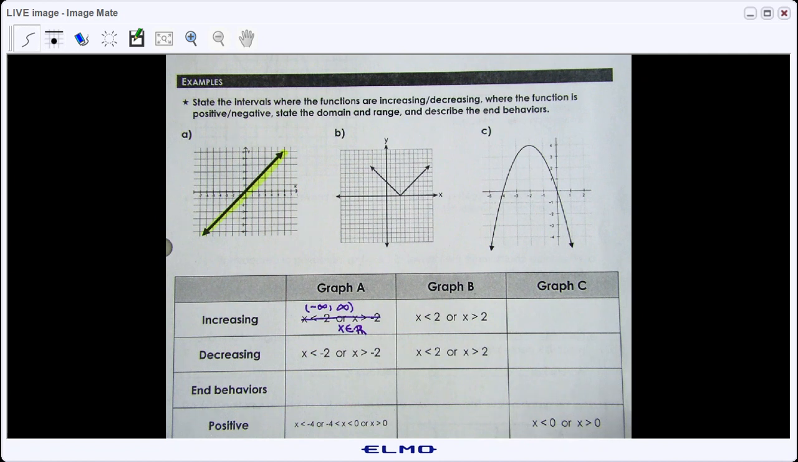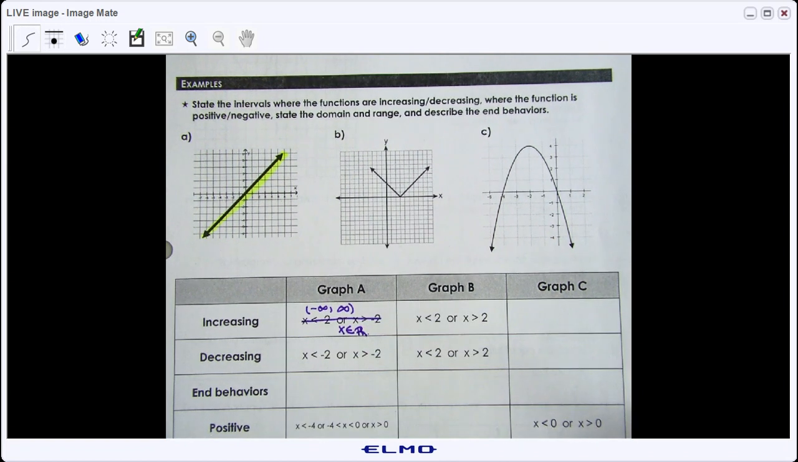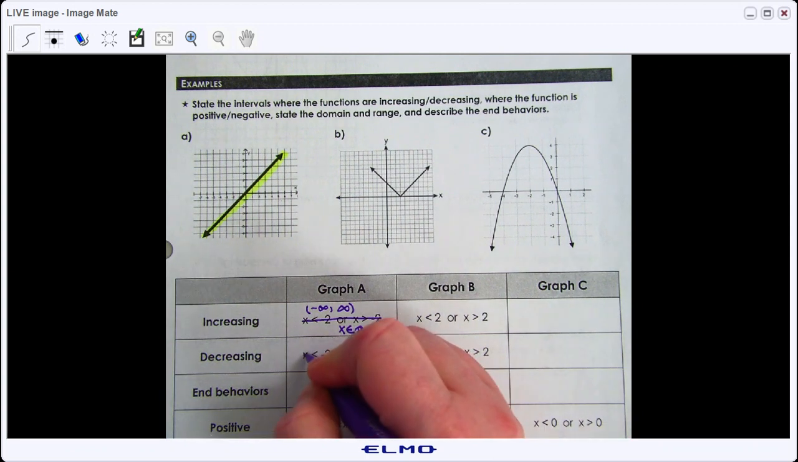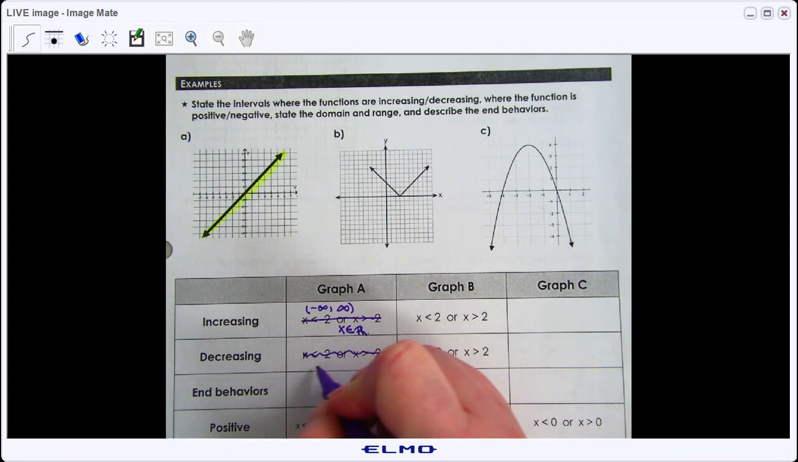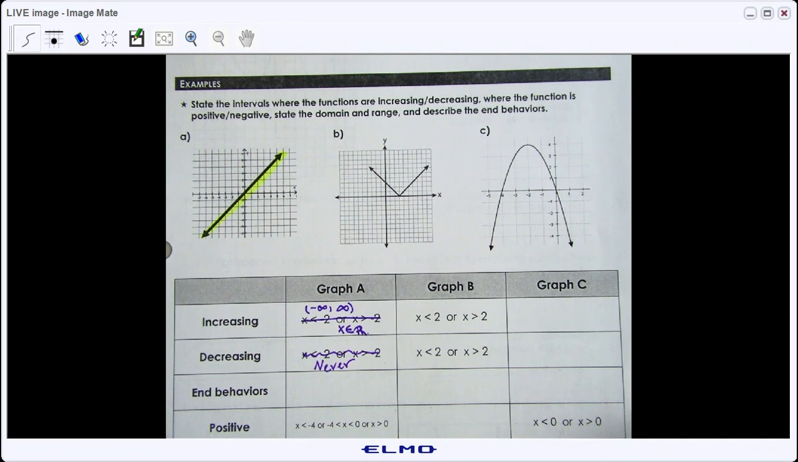It's never going to be increasing, or it's always going to be increasing. So our interval and set builder, those are the two ways that we say it. You only have to have one there. Because this is always increasing, it is never decreasing. So we're just going to write never. This graph is never going to be a decreasing graph.